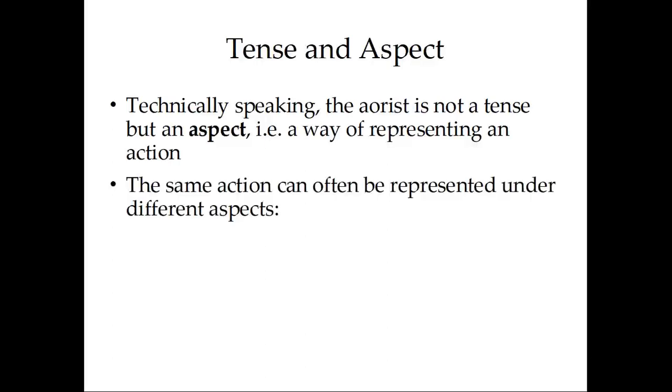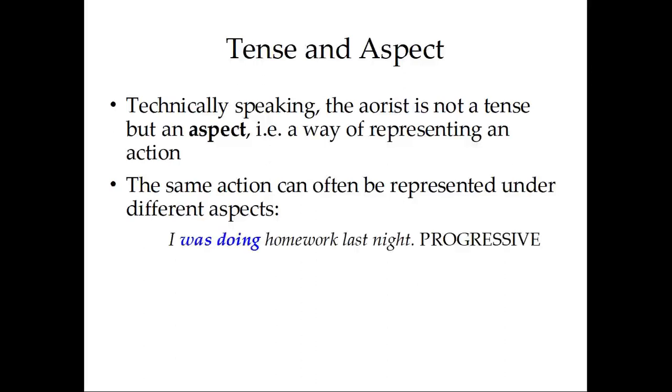The same action can often be represented under different aspects. For instance, in English, I was doing homework last night. This would be what we could call the progressive aspect. And in English, in fact, this verb tense would be called the past progressive. We also have the present progressive, I am doing homework. Lots of different versions of the progressive. We also have I did homework last night. This in Greek would be the aorist. In English, it's really the simple past.